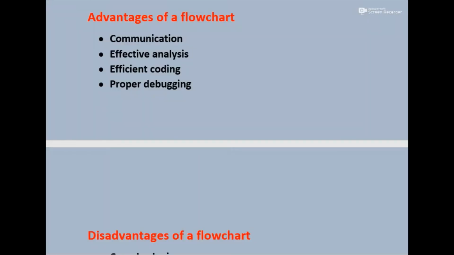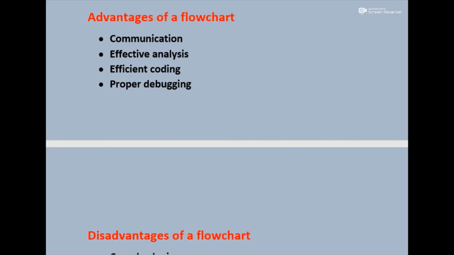Next is the advantages of a flowchart. Now I will discuss some benefits of a flowchart. The first one is communication. The pictorial representation of the flowchart provides better communication. It is easier for the programmer to explain the logic of a program.